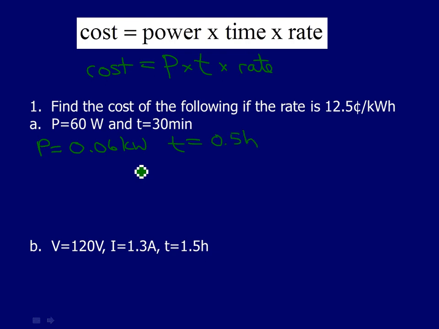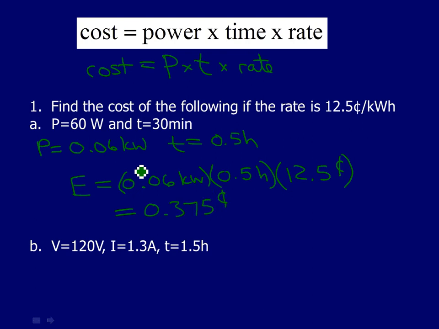Now I have the kilowatts, the hours, and the rate, and I can multiply them all together. The energy is equal to 0.06 kilowatts times 0.5 hours times 12.5 cents per kilowatt hour. I'm not going to put that in the equation. I'm just going to leave it right there. How many cents did it take to run that? Rachel, what do you got? 0.375 cents. Now you might think that's not a lot. And you're right, it isn't. It's not even a whole penny. But that's just a small device like a 60-watt light bulb running for a half an hour.